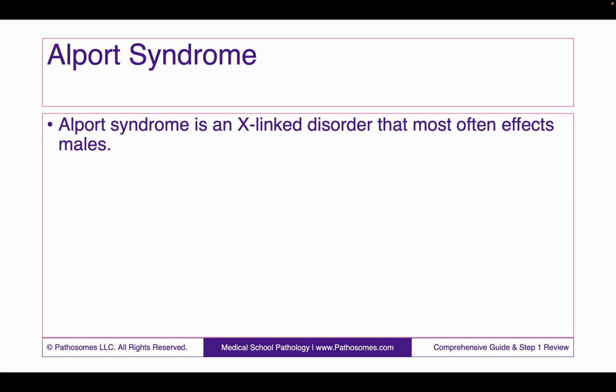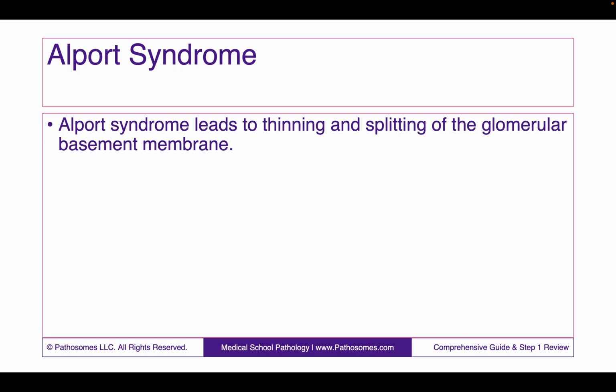Now, Alport syndrome, importantly, is for the most part, at least for your purposes, remember, an X-linked disorder that most often affects males. Now, I know there's that one person out there, well, there's the autosomal recessive form. I'm not talking about that. I'm getting you ready for tests. I'm telling you what you need to know. You need to know that Alport syndrome, for your purposes, is an X-linked disorder that most often affects males. It's also important to remember that this condition leads to thinning and splitting of the glomerular basement membrane.